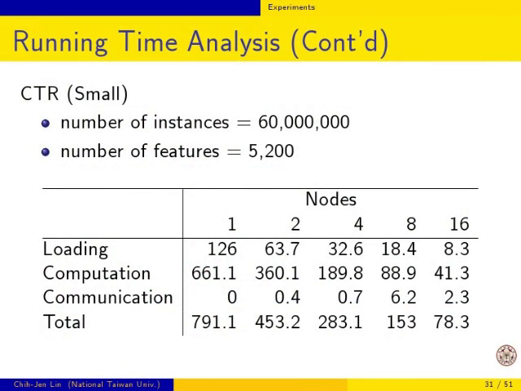And this is the result on CTR. This is a small subset, only 60 million. The reason for using a subset is because we are able to use one node of an Amazon machine for the whole job. This is still okay. The total time for using one node is about 790 seconds, and for 16 nodes, about 79 seconds.